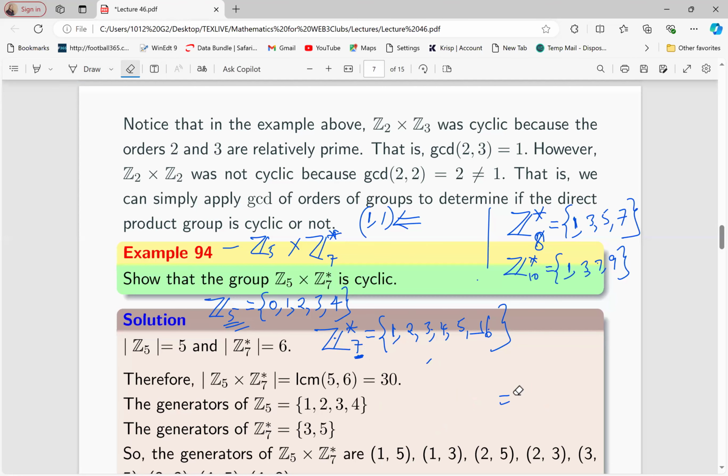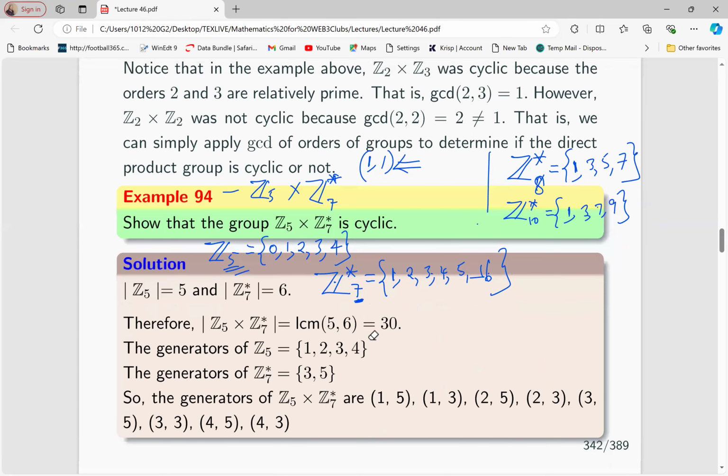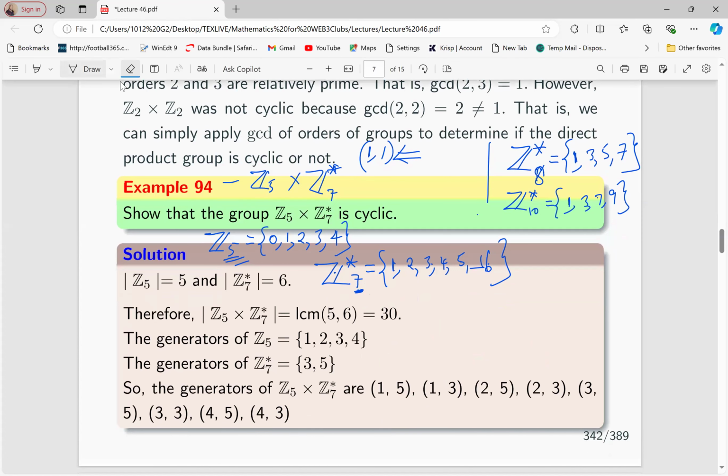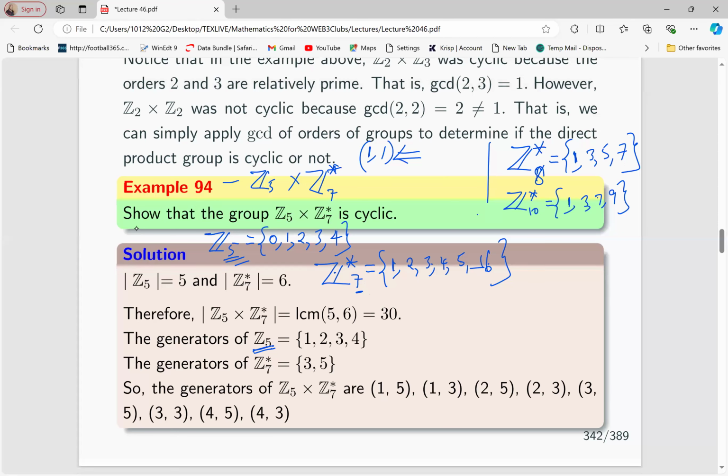So can we find an element which can generate all the 30? And then I come in with my easier way of getting the generators. Now, what are the generators of Z5? We had talked about this. The generators of Z5 are the elements which are relatively prime to 5.